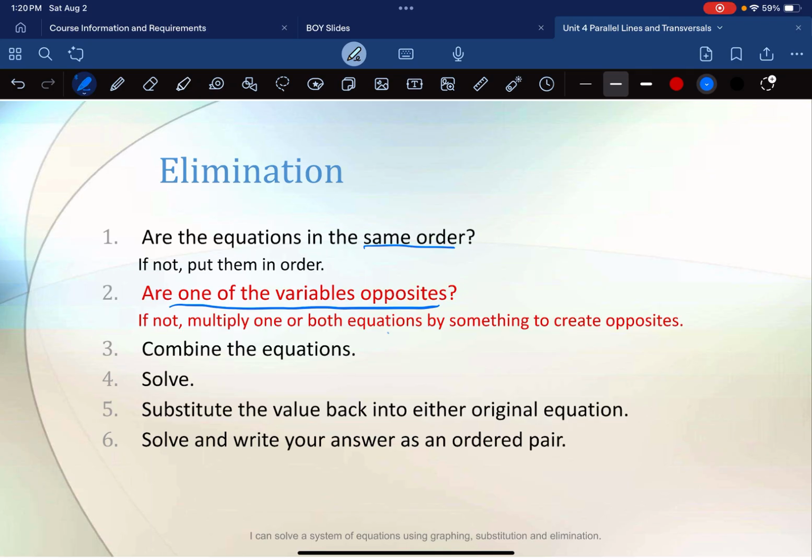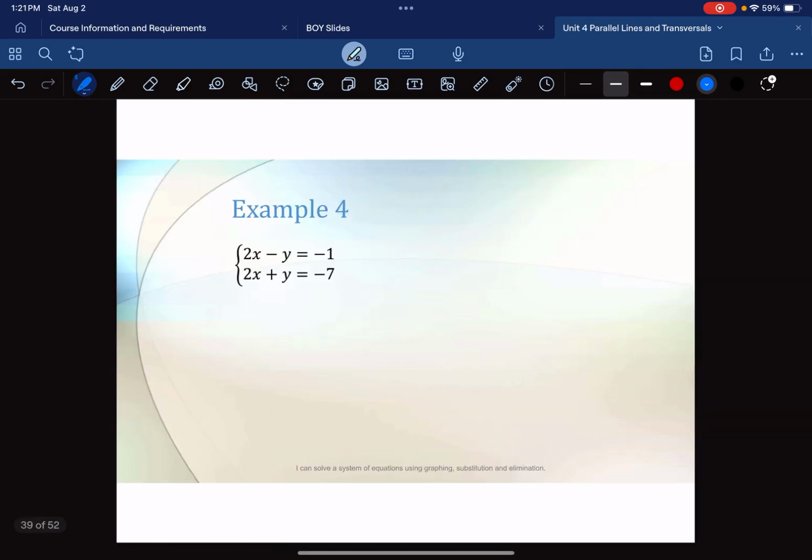If they're not multiples of each other, or if they're not opposites of each other, you're going to multiply one or both equations by something to create those opposites. And then you combine the equations. That particular variable that had the opposites will be eliminated. That's the title, elimination. Solve the resulting equation and then substitute it back into either of the originals. And you're going to get your ordered pair, your solution. Okay? So here we go.